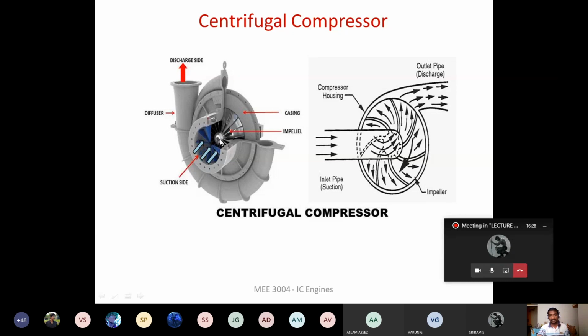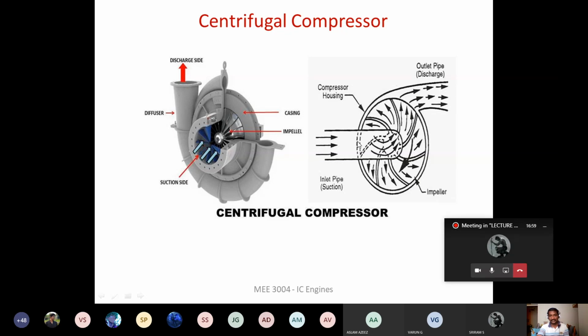Fluid entry is in the axial direction, and because of the rotation of this impeller, the impeller is going to impart energy or angular momentum to the fluid. As a result, the pressure of the fluid increases, and it is finally collected in this casing and delivered out at high pressure. This is the idea of a centrifugal compressor.